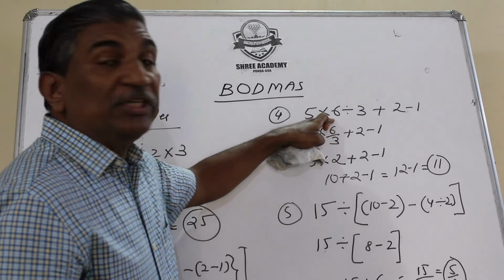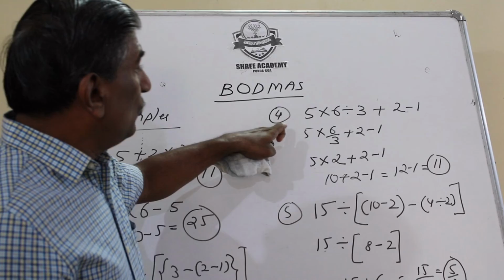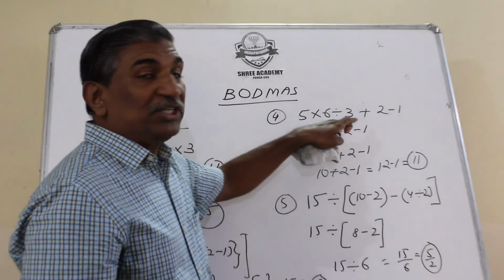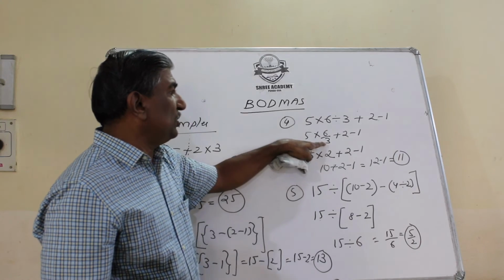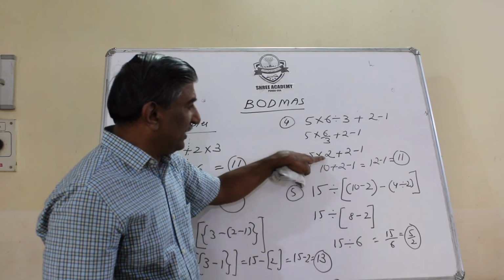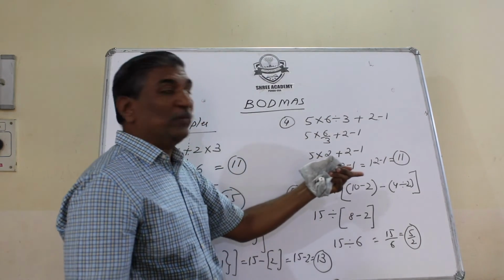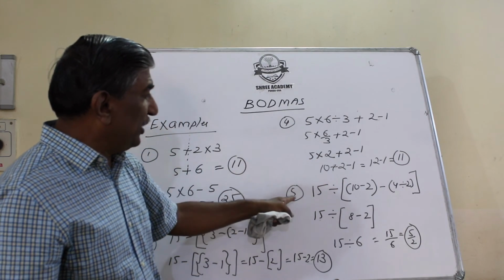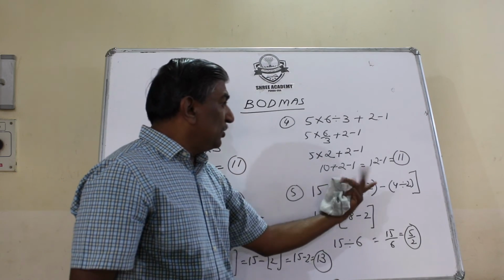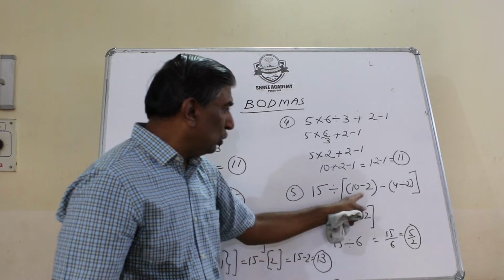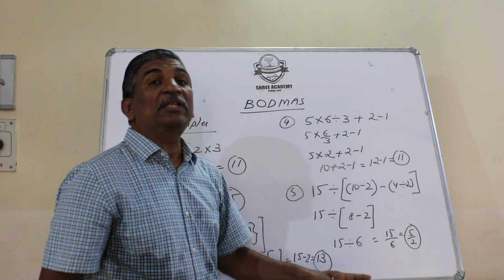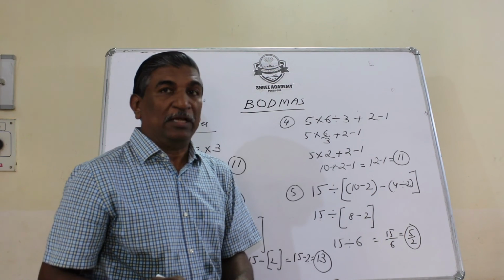Here, first division is there. So don't take 5 into 6 divided by 3. It is 5 into 6 upon 3. 6 upon 3 is 2. 5 2s are 10. Plus 2 minus 1. Here also it is 15 divided by. In the square brackets there are 2 more small brackets. Solve them first and only then get to the final answer.